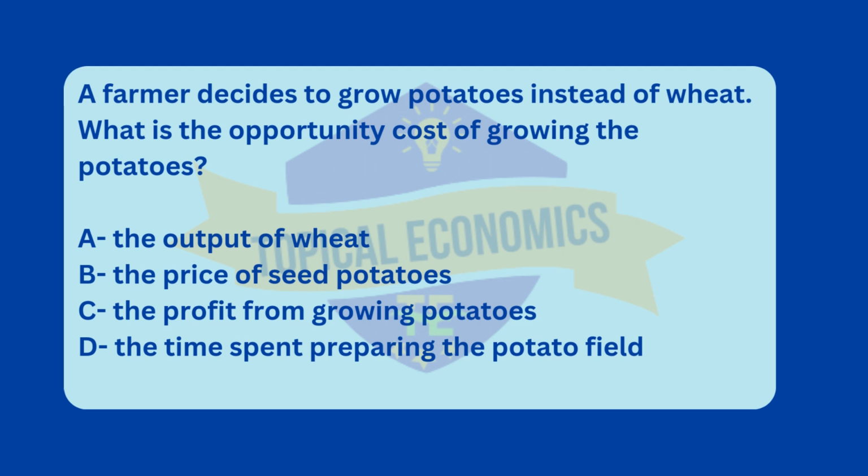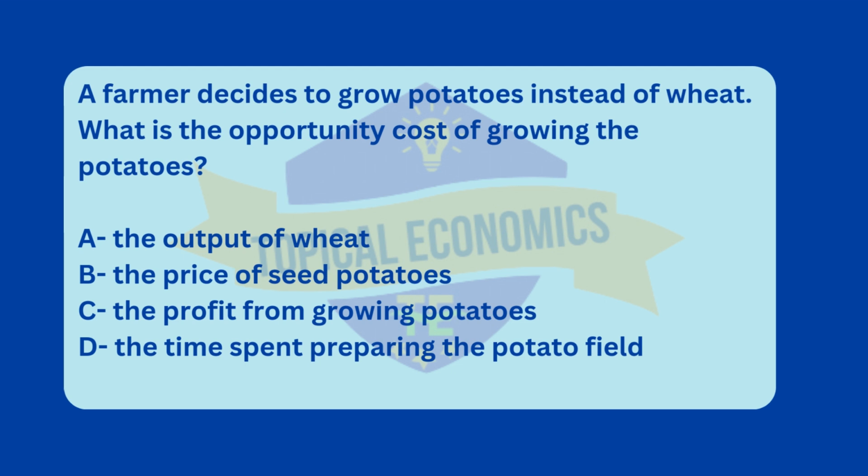Next, option C. The profit from growing potatoes is incorrect, because the profit from growing potatoes is the benefit or return the farmer gains from the decision to grow potatoes. Opportunity cost refers to what is foregone by making a particular decision, not the benefit or profit that is gained. The profit from growing potatoes is the reward for making the decision, not the cost. Lastly, option D. The time spent preparing the potato field is incorrect, because the time spent preparing the potato field is a part of the costs of growing potatoes, but it is not the opportunity cost.